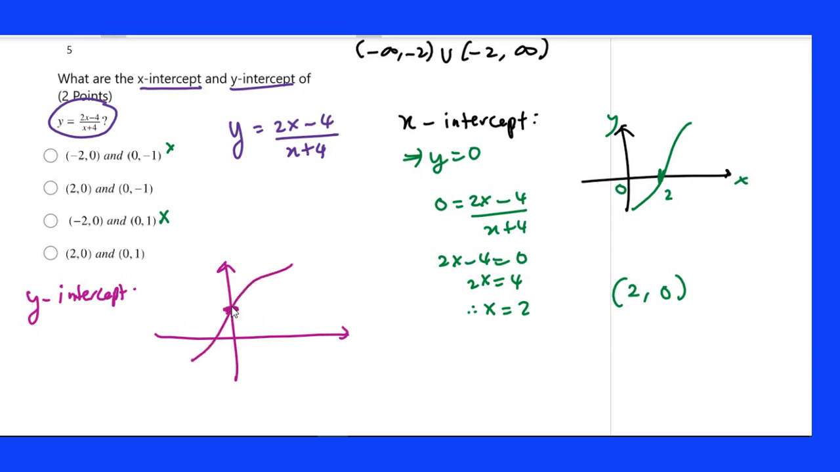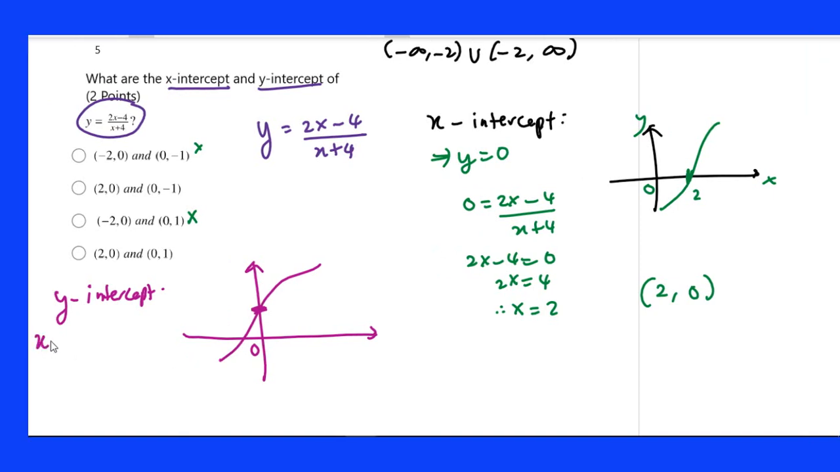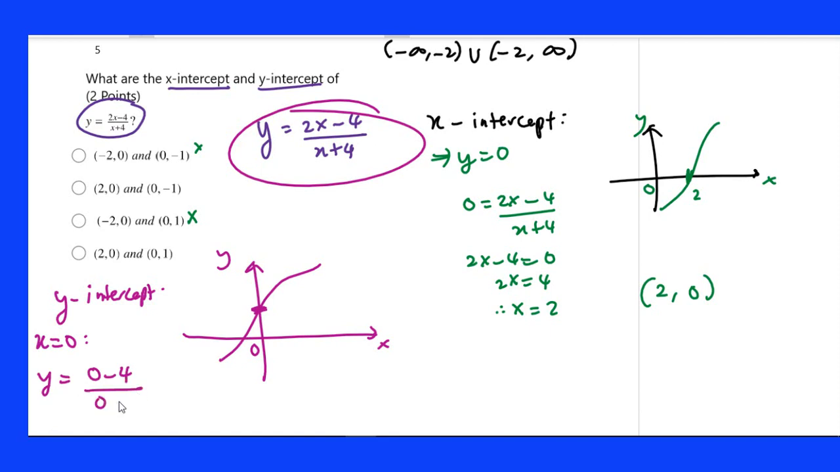It starts at the y-intercept, which means x is equal to 0. When x is equal to 0, substitute. y equals 0 minus 4 over 0 plus 1, equal to negative 1. So the point is, when x is equal to 0, y is negative 1. So (0, negative 1). This is the option for the x-intercept and y-intercept.